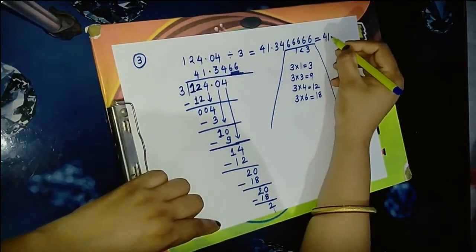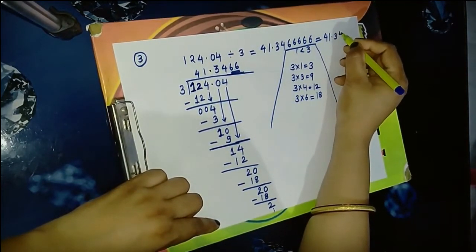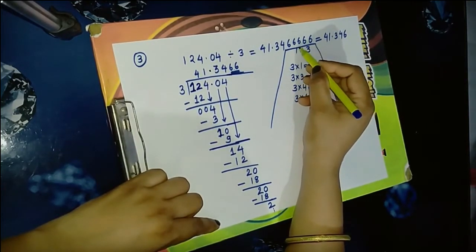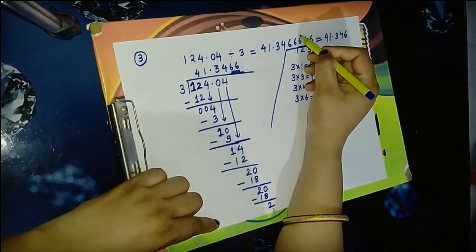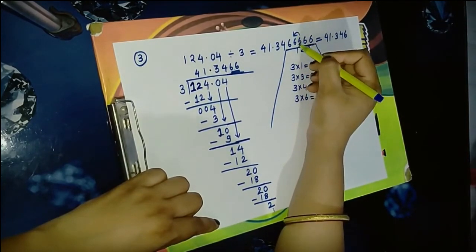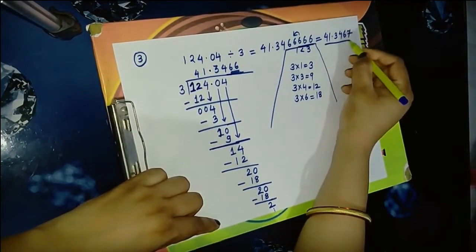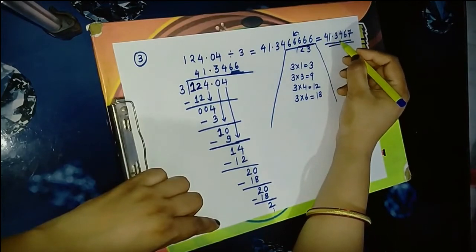here 41.3461, and because the digits are repeating here, so instead of writing this we can round off this digit with 7. So here is our answer is 41.3467.